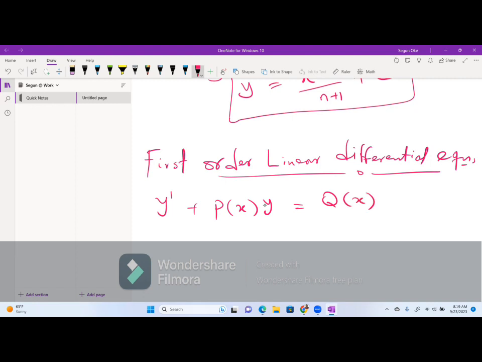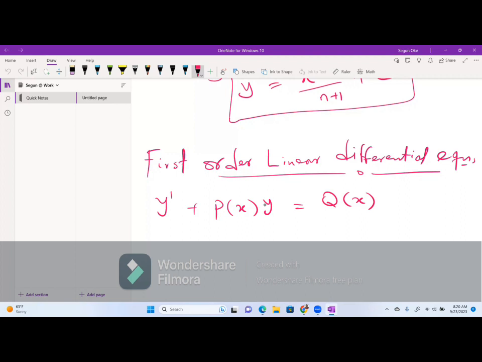y prime plus p of x y equals q of x. Now, this is where we introduce what we call the integrating factor. When you introduce the integrating factor, how does it apply to us as individuals in order to solve this type of question?